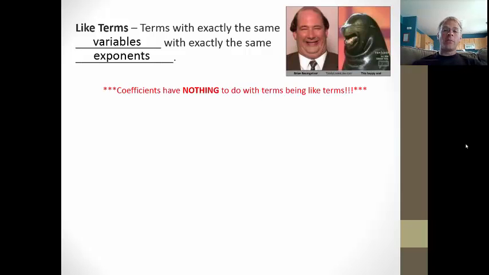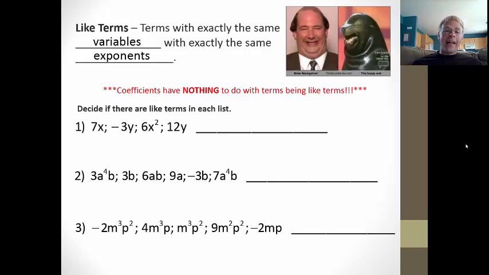One important thing to remember here is that coefficients have nothing, big capital letters there, right? For you texters, that means important, pay attention. Nothing to do with terms being like terms. It's all about the variables and the exponents when we are deciding if terms are like terms, right? So now that we've defined it, let's look at several examples here.